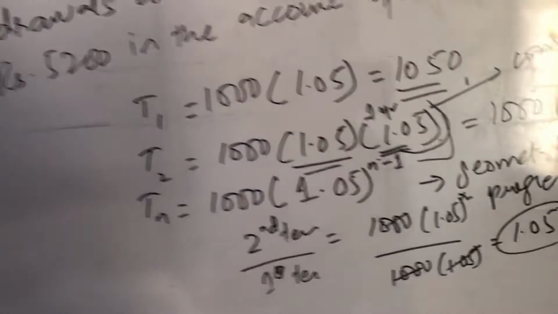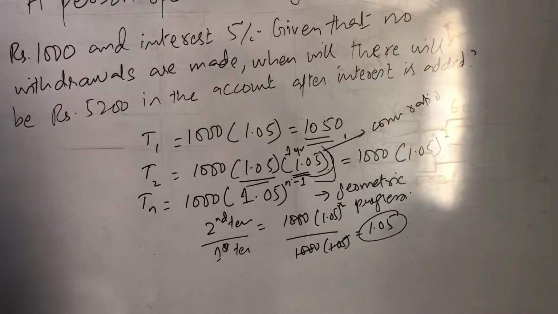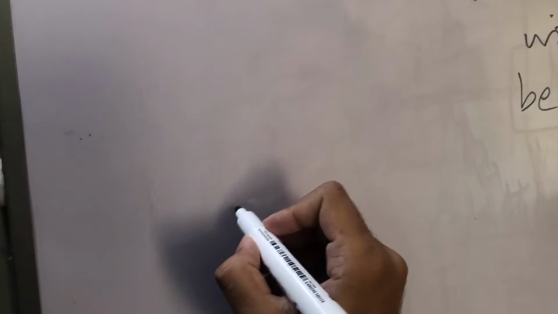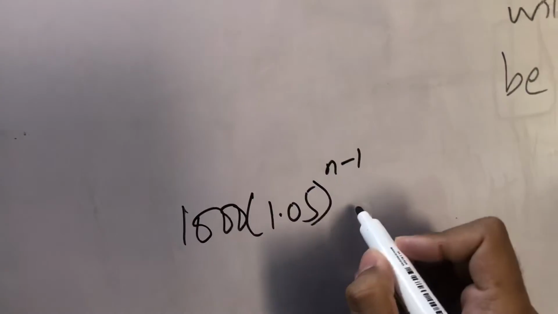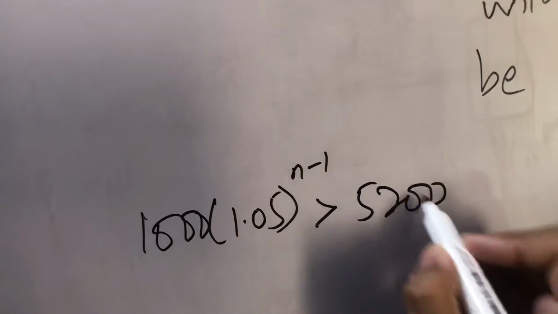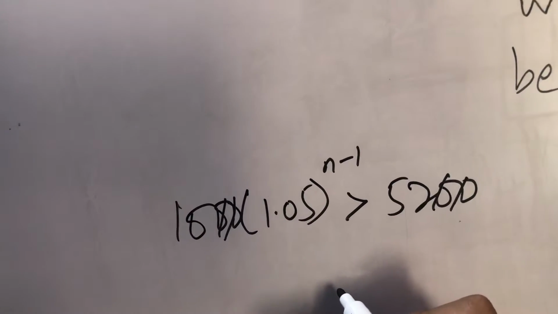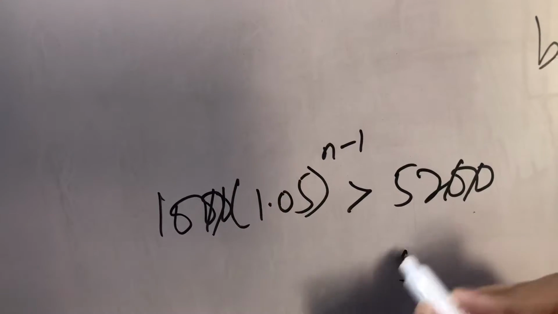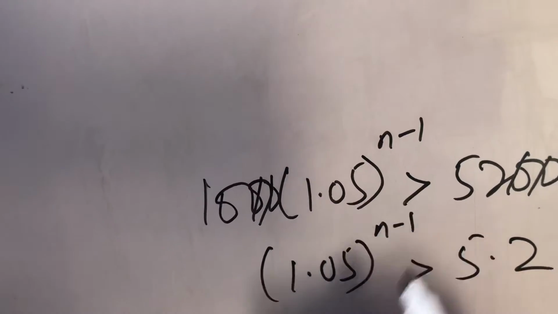Okay. So now the question is asking when the amount will be greater than 5200, right? So making the equation, our final value was 1000 into 1.05 power n minus 1. It should be greater than 5200, right? This 2 is cancelled, right? Now it becomes 10, so it becomes 5.2, 1.05 power n minus 1.